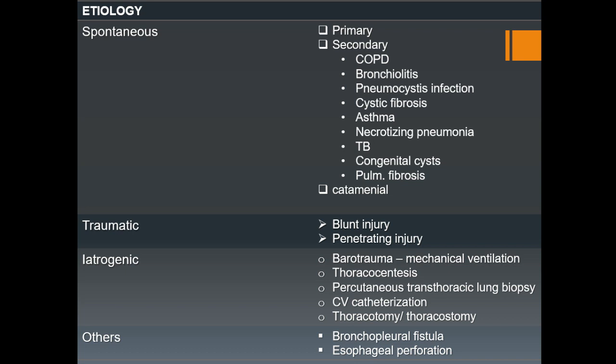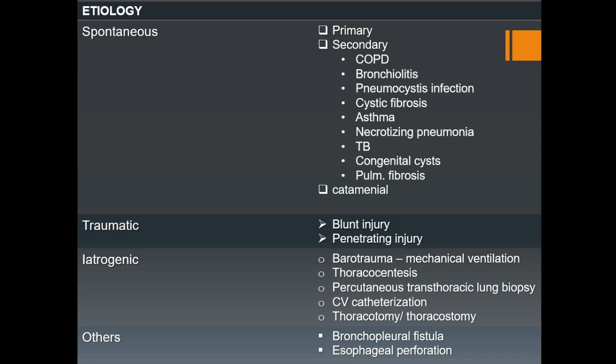Catamenal pneumothorax is due to the cyclical menses during the menstrual cycle in the female. Sometimes during this menstrual period, it may lead to rupture of one of the bullae or blebs and the development of spontaneous pneumothorax. This is what we call catamenal.